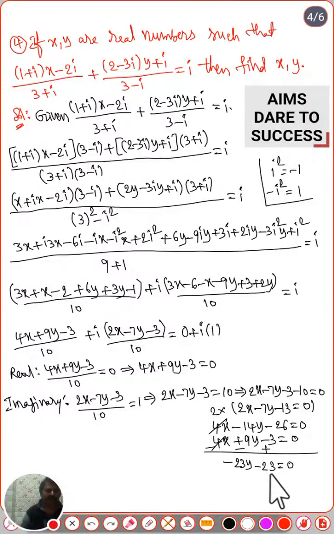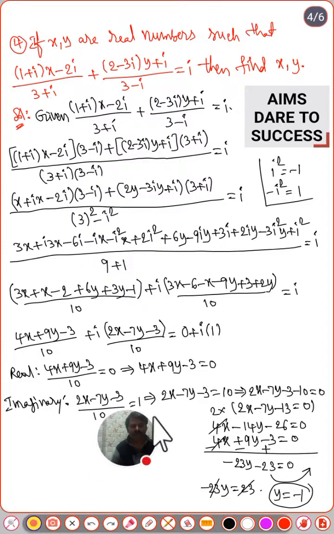Okay, my dears, minus 23 coming to this side, we get minus 23y is equal to 23. 23 ones are, 23 ones are cancelled. Minus y is equal to 1, which implies y is equal to minus 1. Okay, we got the y value as minus 1.